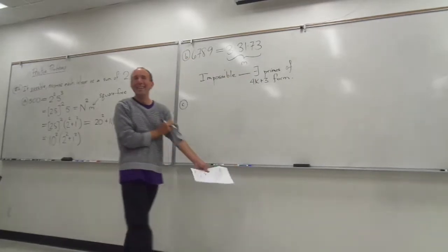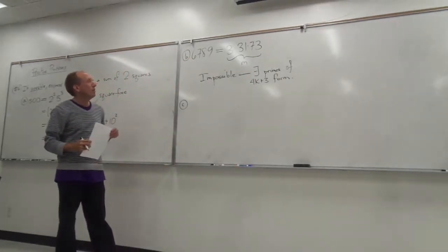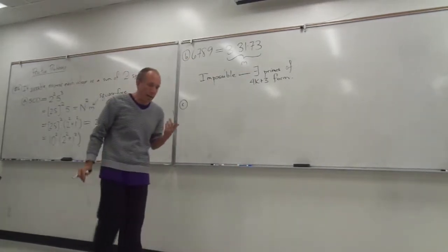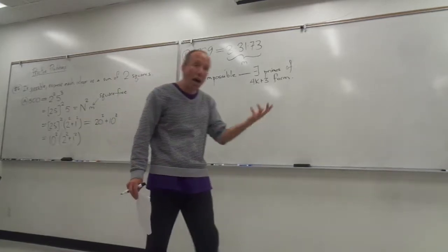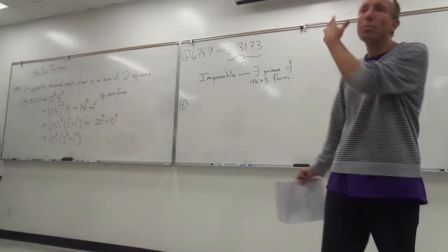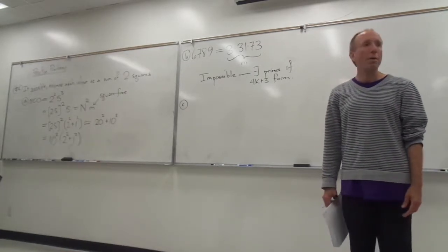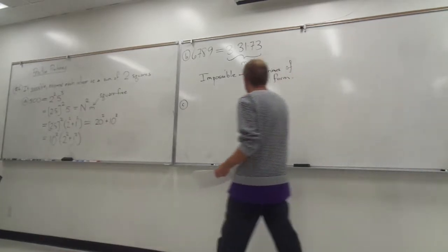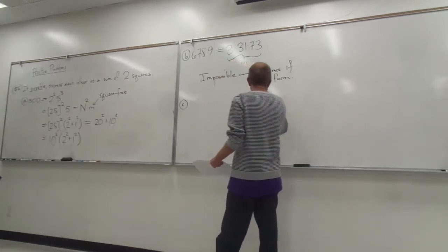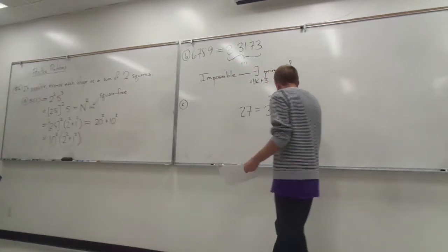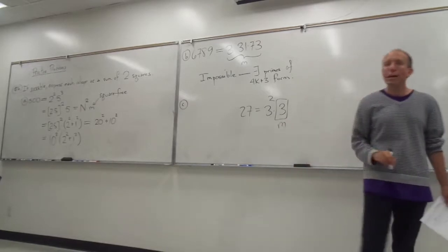Okay. So any number that's divisible by 3 but not by 9, you would have this problem for. It's like 27. Same problem. 27 would be 3 squared times 3. There's the little m right there, right? So you're in trouble.